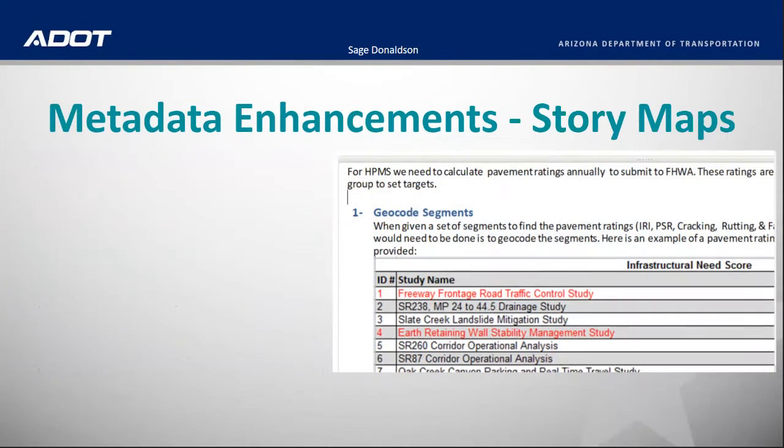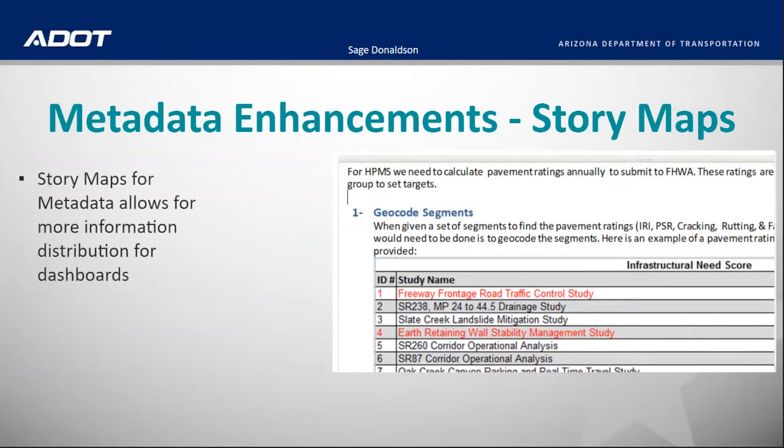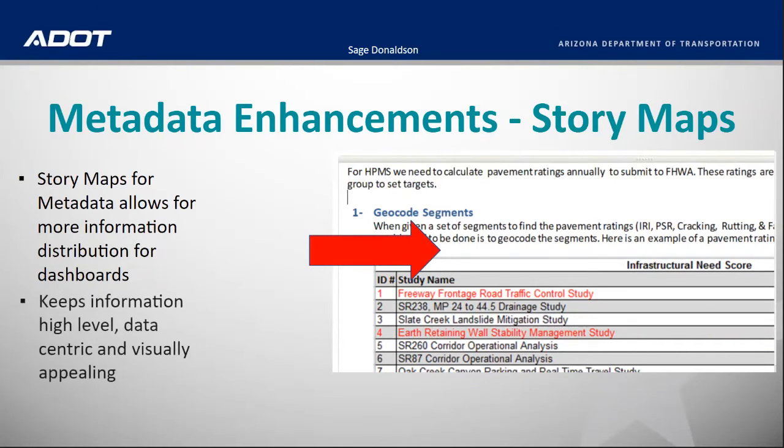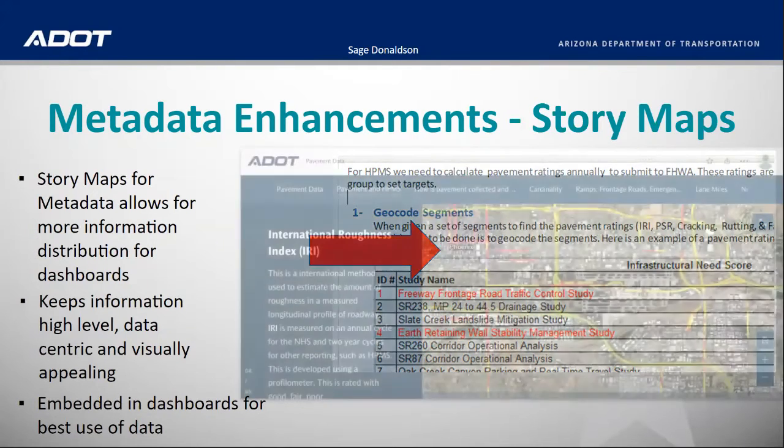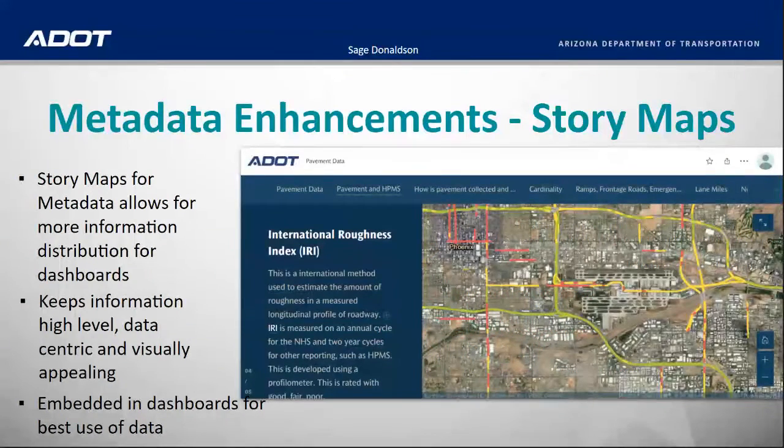So ADOT has enhanced metadata with the use of story maps. These allow for easy distribution and can be best connected to the data sources in the dashboards. They can be kept at a high level, very data-centric, and also visually appealing. And most importantly, they're easy to embed within the dashboards to allow for the best use of the data and the best understanding of the data for our customers. So we're going from something very list-like and very specific to something data-centric, getting into the data itself and understandable use.